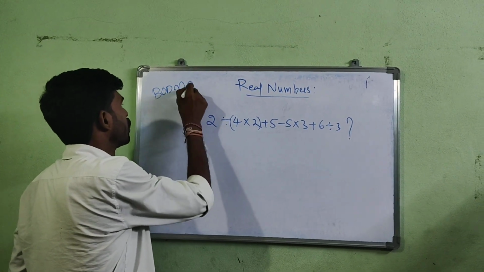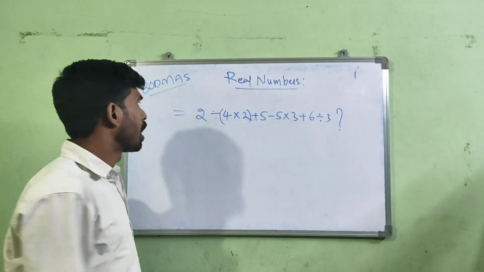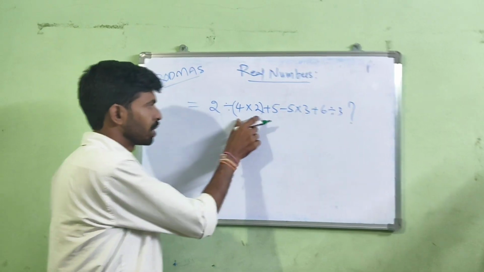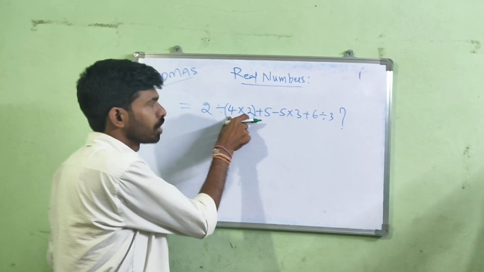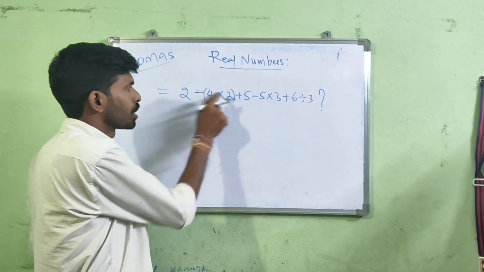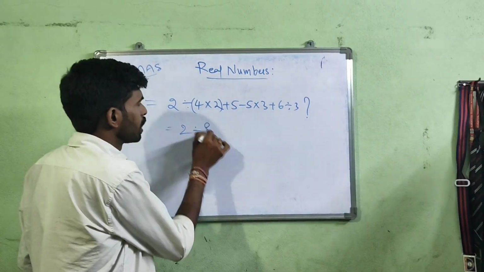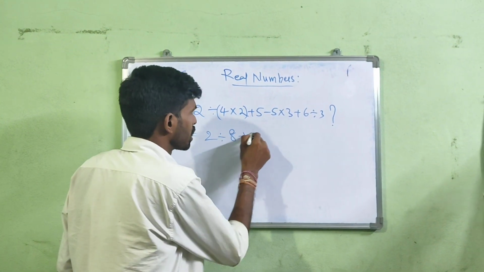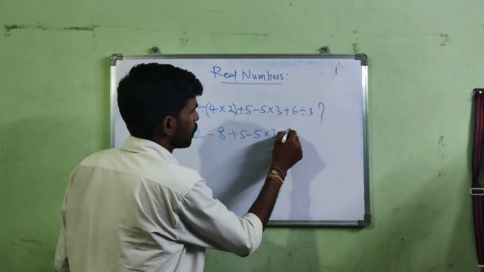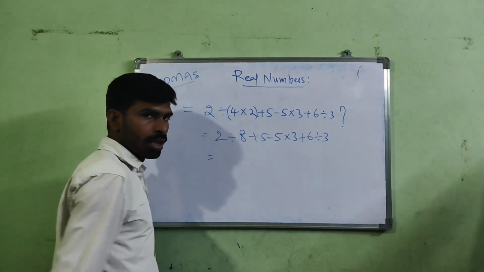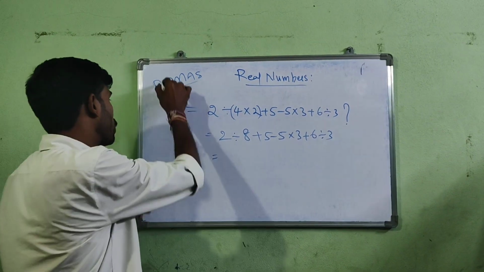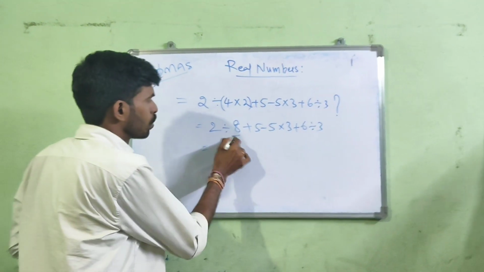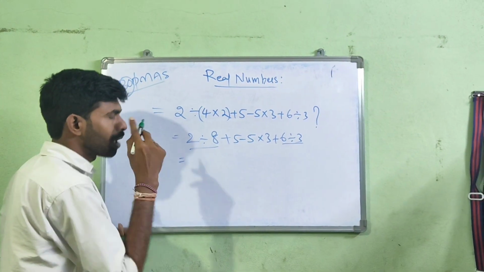Now we need to check the BODMAS rule with this example. As per the BODMAS rule, we need to complete the operation of brackets first. Within the brackets, 4 twos are 8, so 2 divided by 8. The remaining terms must be written the same as they are: 5 minus 5 into 3 plus 6 divided by 3. Next, what is the operation? Bracket open is completed, so the next operation is division. This is the division, and this is the division. We need to complete this division operation.